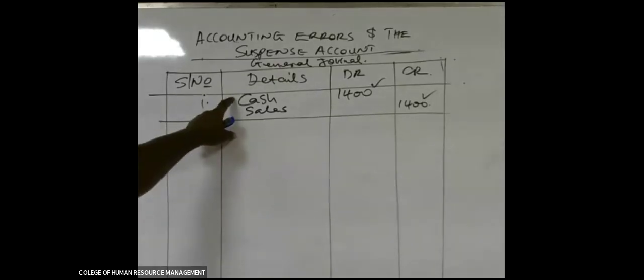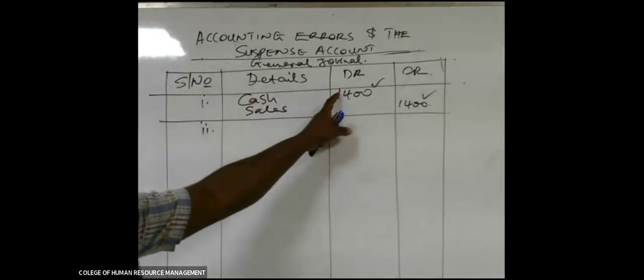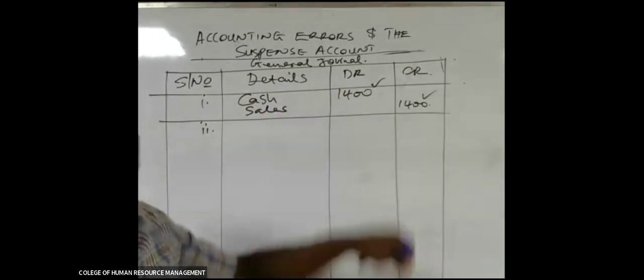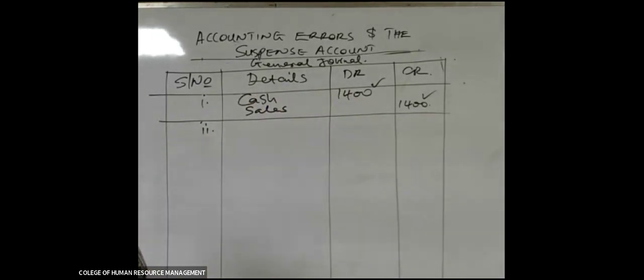So error number one is an error of omission. So the account which was supposed to be debited, you debit. The account which was supposed to be credited, you credit. You correct that omission.